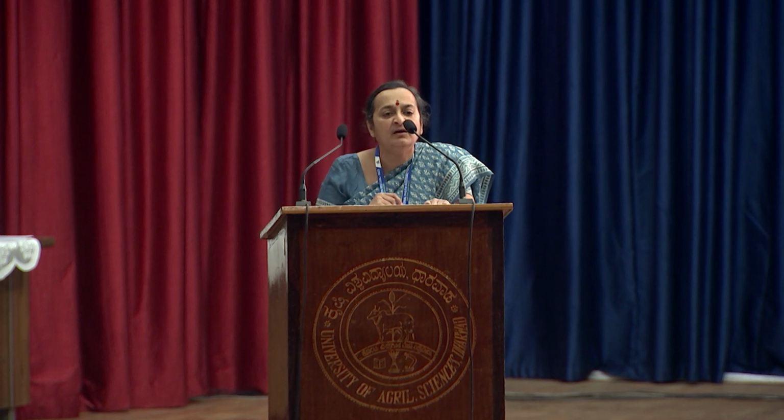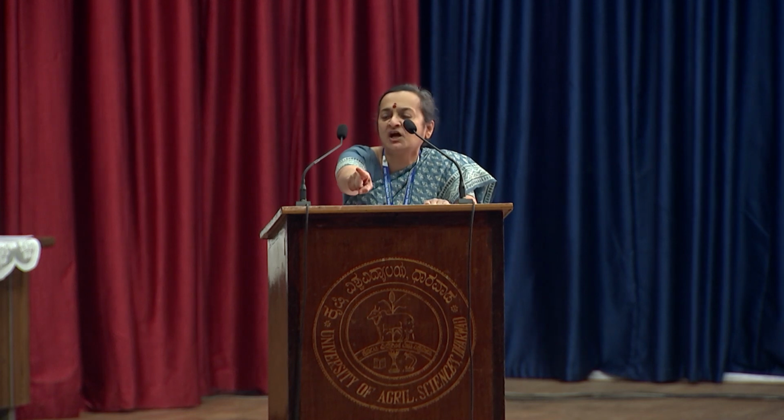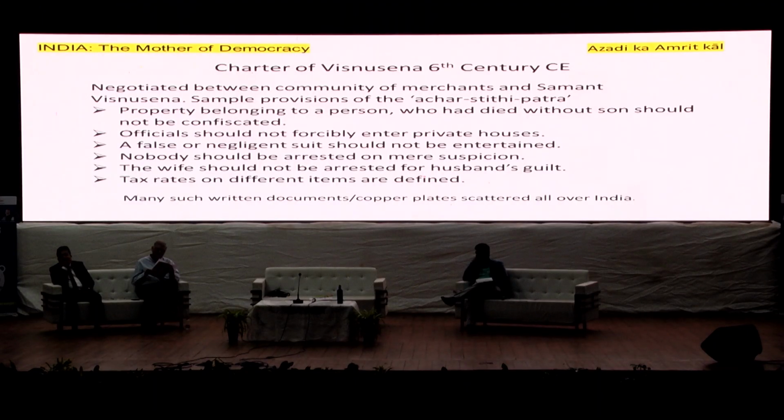Today we talk of Article 21, that nobody can be deprived of their life and liberty without due process of law. Well, this charter of Vishnu Sen has that provision, which says that I cannot enter your house and arrest you just because I suspect you. For that you need some evidence. We talk about women. This charter also provides that a wife cannot be arrested because her husband is guilty.